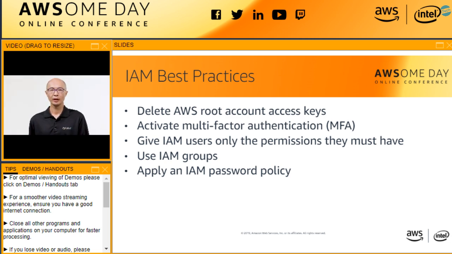Create IAM users and give them only the permissions they have to have. Do not use your AWS root account for day-to-day interaction with AWS because the root account provides unrestricted access to your AWS resources. Use IAM groups to assign permissions to your IAM users to simplify managing and auditing permissions in your account. Apply an IAM password policy to require your IAM users to create strong passwords and to rotate their passwords regularly.